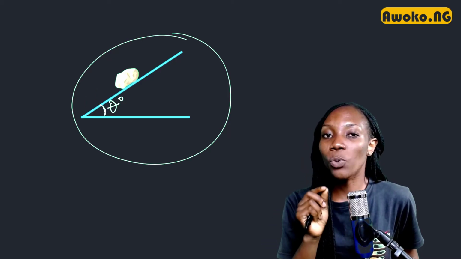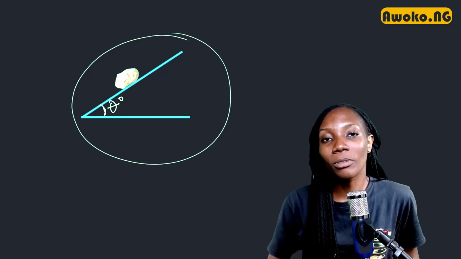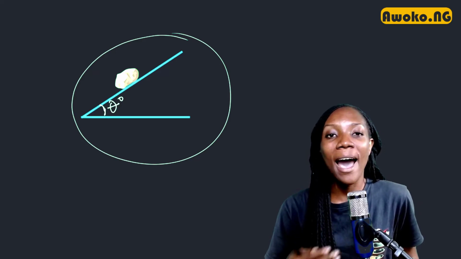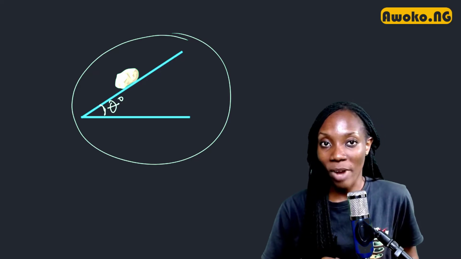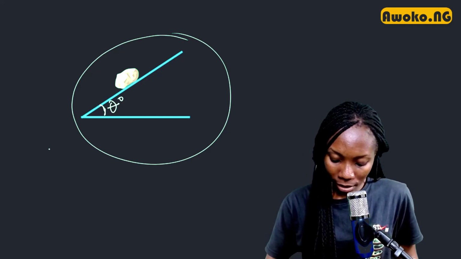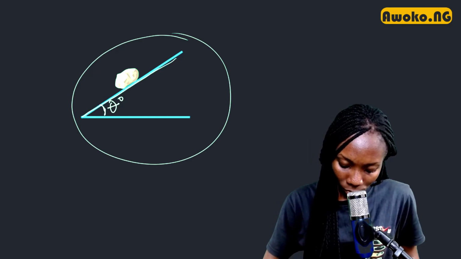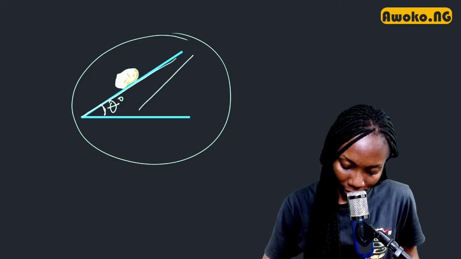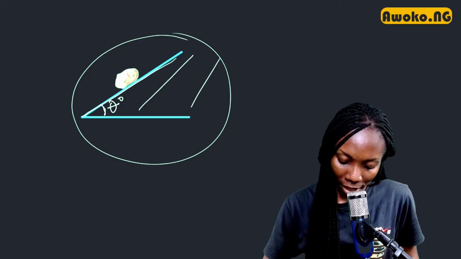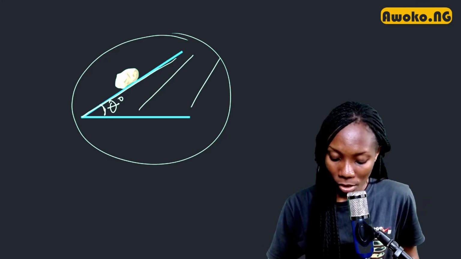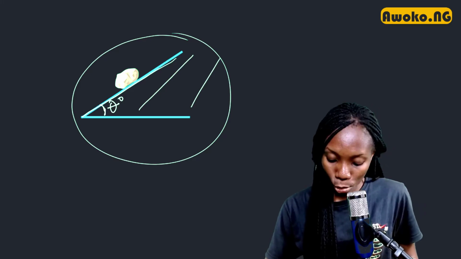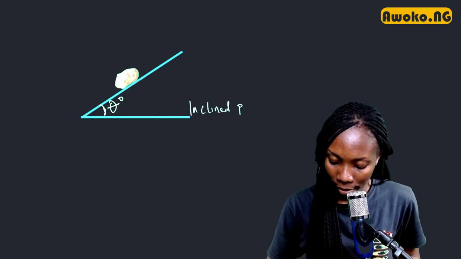Now, the rate at which the object slides down the surface depends on how slopy the surface is, right? That is, if we tilt or bend this surface further like so, or deeper, the rate at which this object will slide on the surface will actually depend on how slopy the surface is. And so, in physics, a slopy surface is simply called an inclined plane.